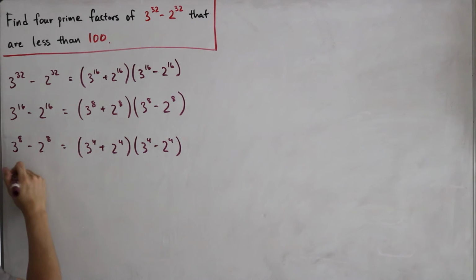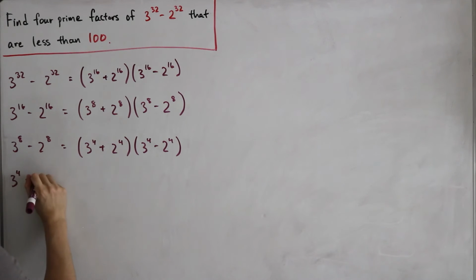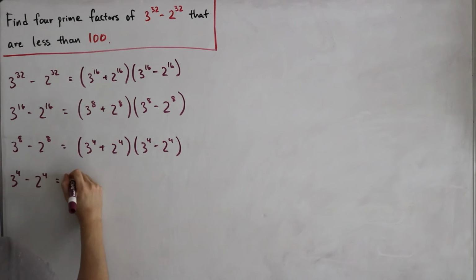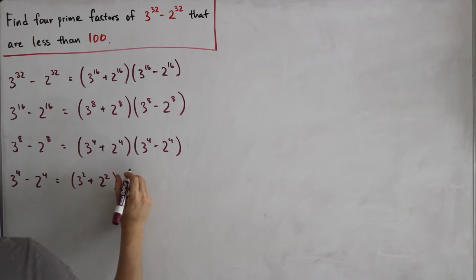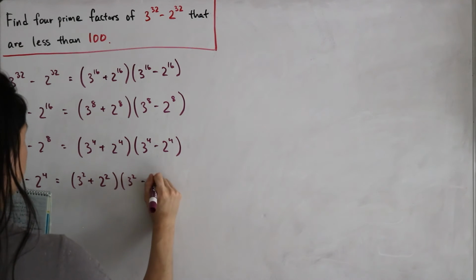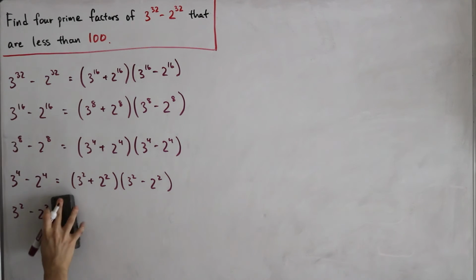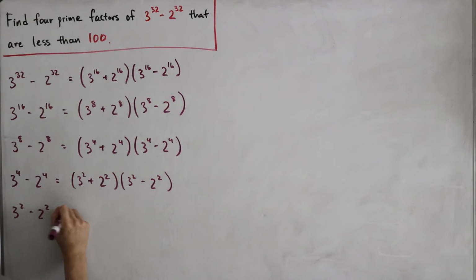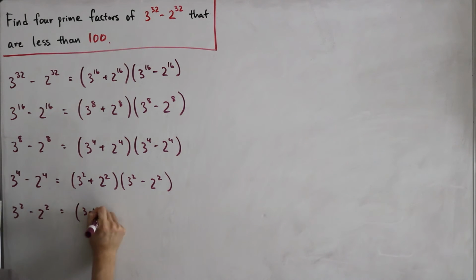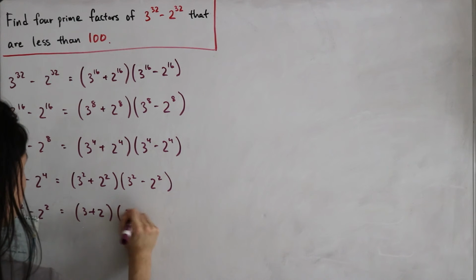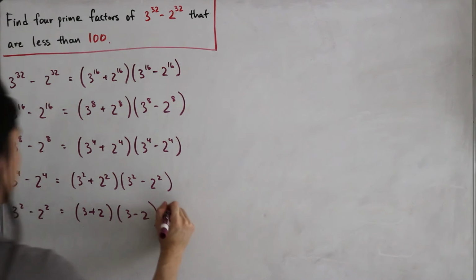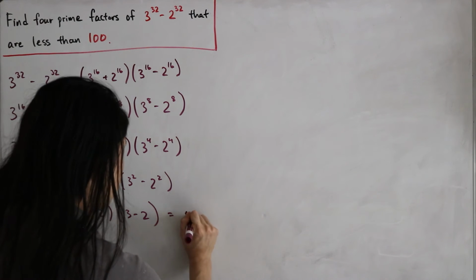And yet again, we have to do this. This is our 4th time. 3 to the power 4 minus 2 to the power 4 is simply 3 squared plus 2 squared, multiplied by 3 squared minus 2 squared. Then just for good measure, why don't we do this one more time? 3 squared minus 2 squared is equal to 3 plus 2 multiplied by 3 minus 2.